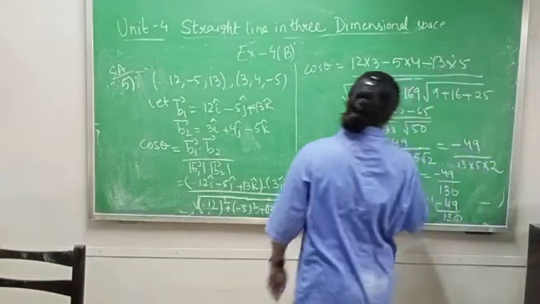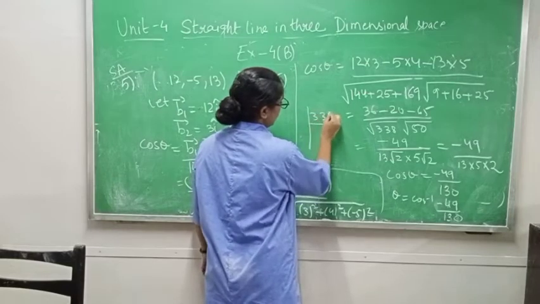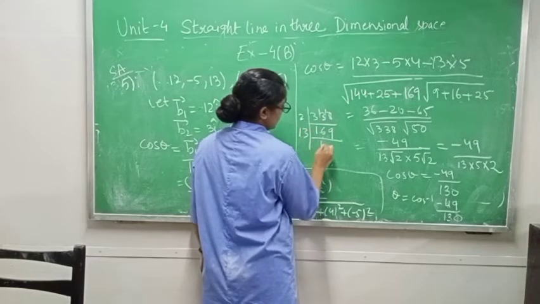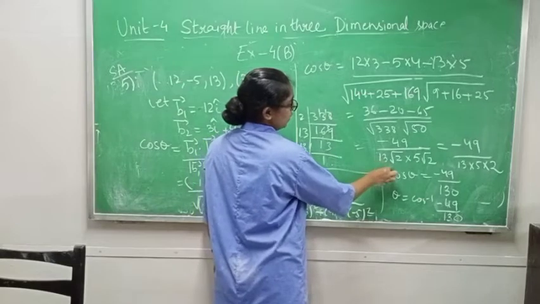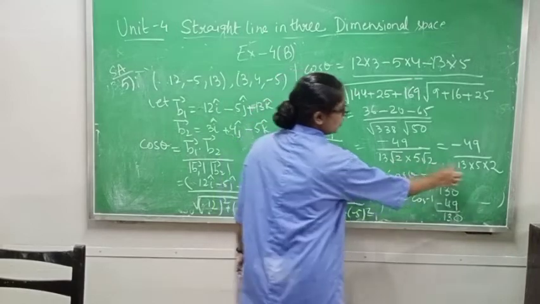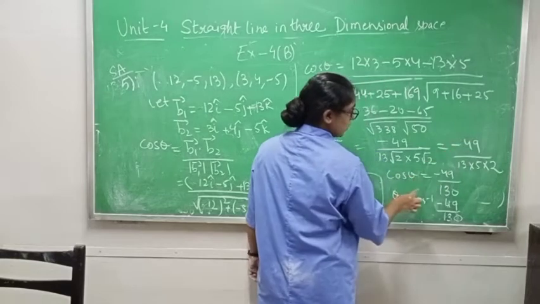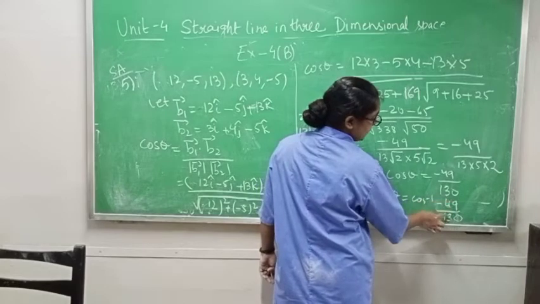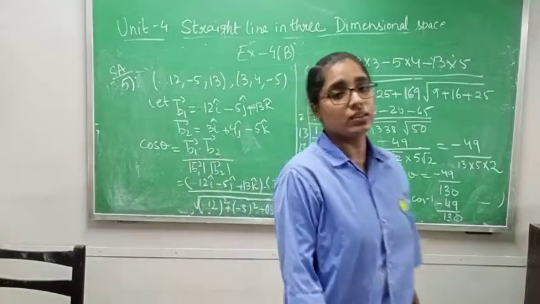Now take the factors of 338: 2 ones are 2, 2 6s are 12, 2 9s are 18, 13 ones are 13, so root 338 becomes 13 root 2, and 50 you know is 5 root 2. So 13 into 5 root 2 into root 2 will give you 13 into 5 into 2, which is 130, and here you have minus 49. So theta value will be cos inverse of minus 49 by 130. Okay, so this is your answer.